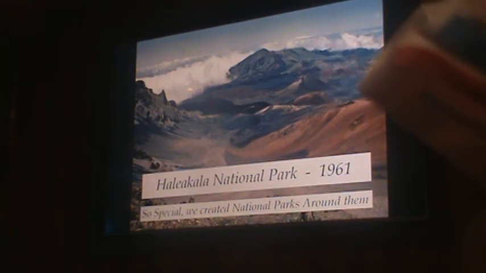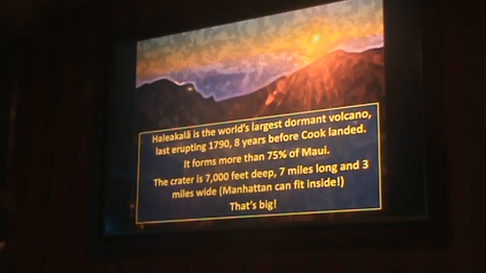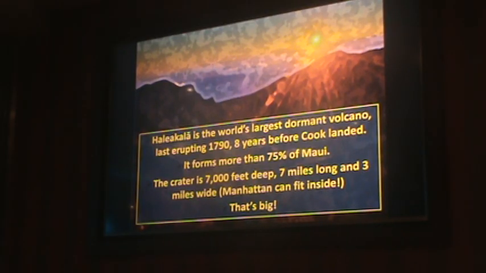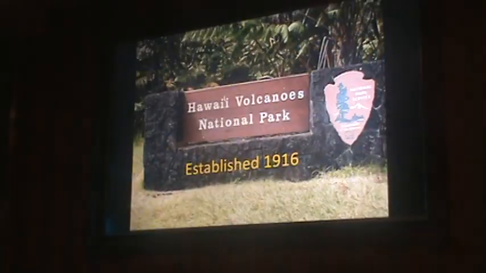Wow. It is that big. It makes up 70% of the island of Maui. And it's just really, really fascinating. Haleakala is the world's largest dormant volcano, last erupting in 1790. When was Captain Cook there? He was there after. Yeah, so this erupted 8 years before Cook landed. It forms more than 75%, 7,000 feet deep, 7 miles long, and it can hold Manhattan.